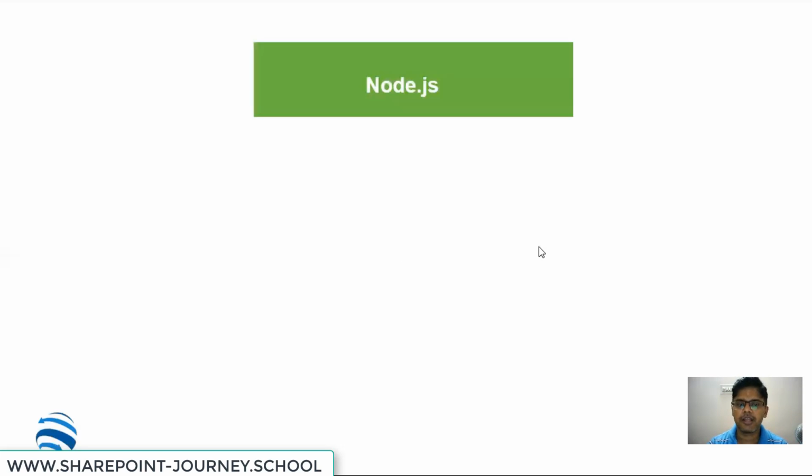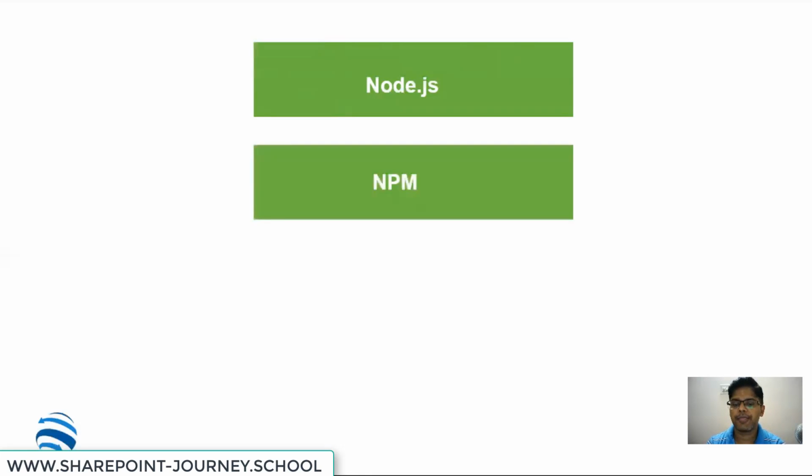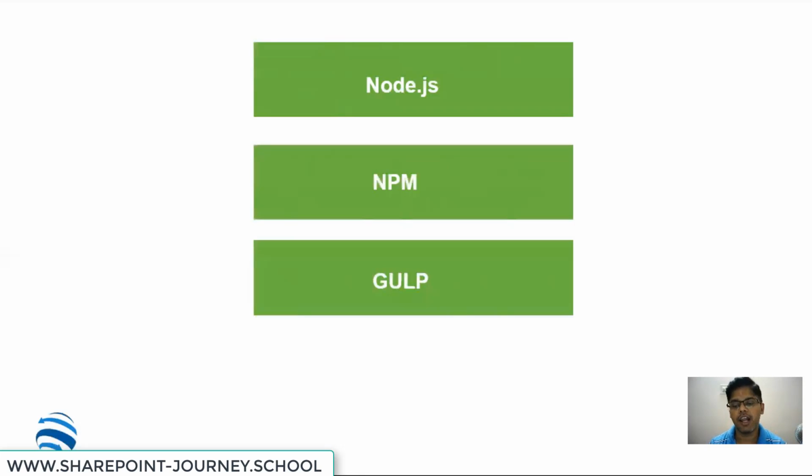Okay, so the first one that comes is Node.js. So this is the first tool. Then the next one is Node Package Manager. This is a package manager for JavaScript. I'm going to go through each one of the tools in detail. This is the second one that you need to be aware of. Next one is Gulp. Gulp is basically for automating some of the tasks that you will be doing.